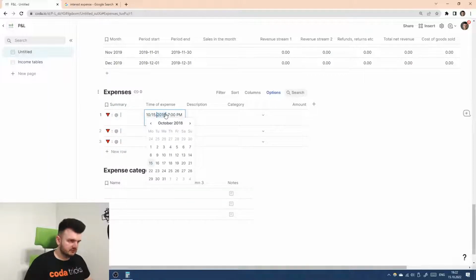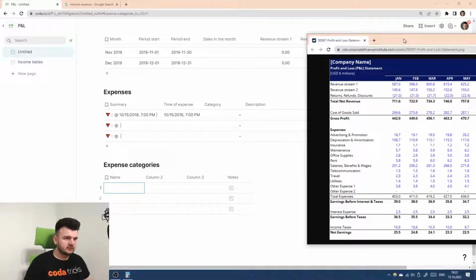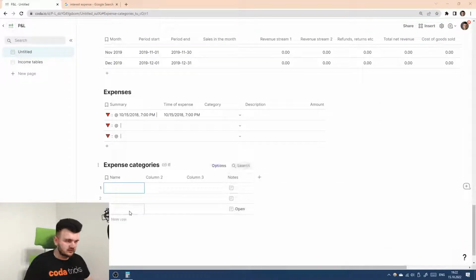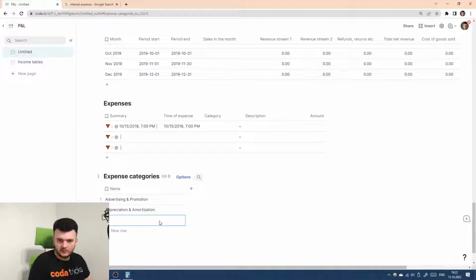So 2018, we have category, and we have different categories, and let's copy the categories from here. So this is insurance, maintenance, and actually you don't have to have just one table of expenses.